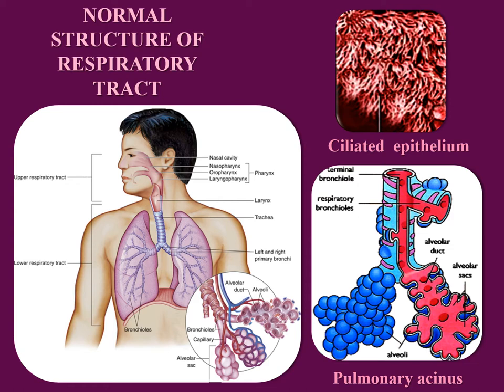The morphofunctional unit of the lung is the acinus. The pulmonary acinus is commonly defined as the portion of lung distal to the terminal bronchiole and supplied by first-order respiratory bronchioles. The acinus includes the respiratory bronchioles, alveolar ducts, and alveolar sacs.